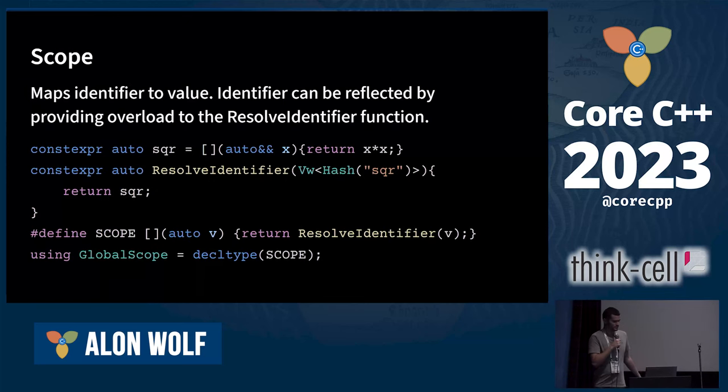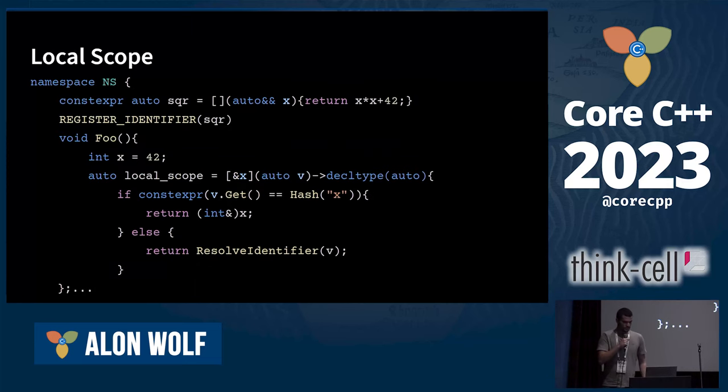The scope lambda maps an identifier to a value, and in most cases, it simply calls the resolve identifier function. But we can also create our own local scope, and this way we can expose local data members to our parsers. Also, we can use the local scope to perform the lookup based on the current namespace that we are in.